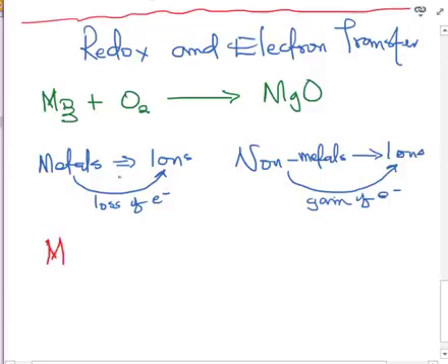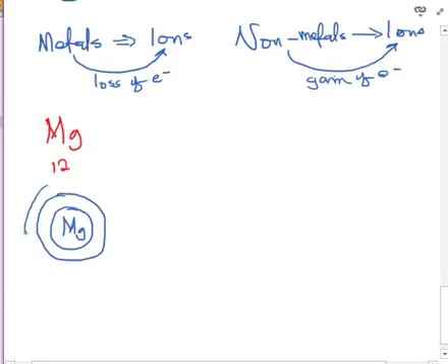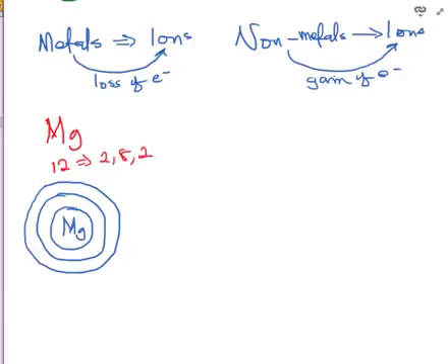Let's see how magnesium and oxygen come together to give magnesium oxide. Of course, we've done something like this in chemical bonding. So this is an example of ionic bonding. Magnesium is element number 12 in the periodic table. So if you want to draw the electron shells for magnesium, it is like this: Mg, the first shell, the second shell, and the third shell. So this arrangement is 2 8 2. I hope you will remember that.